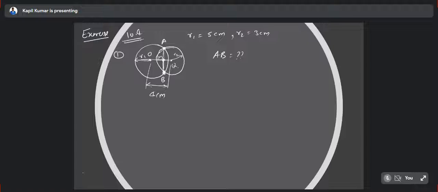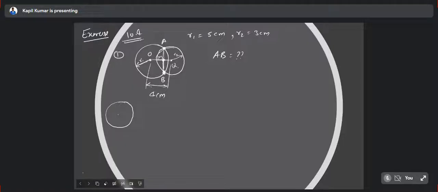Sir, do we have to draw this diagram roughly in the exam? Yes, roughly. No need to use a compass and everything. If you are not able to draw a circle freehand like this, then you need to use a compass. Otherwise, draw only freehand.